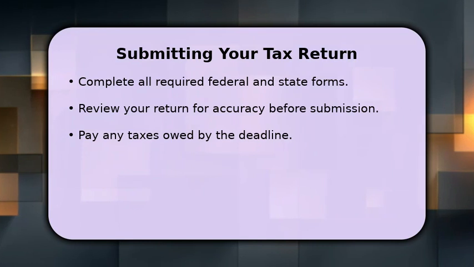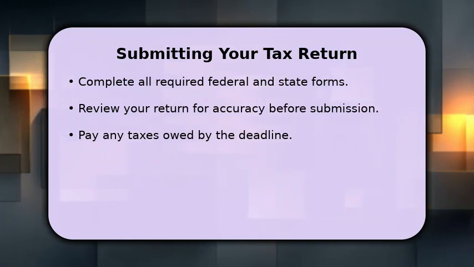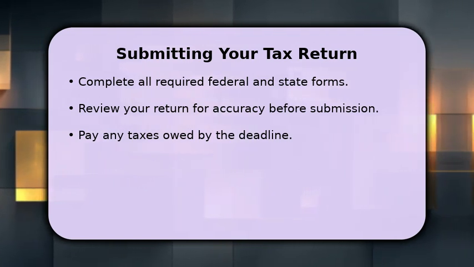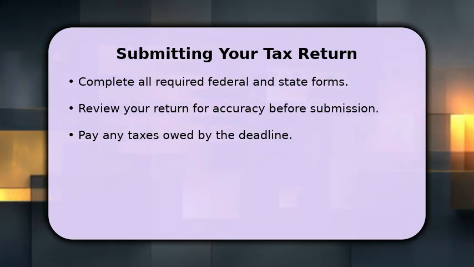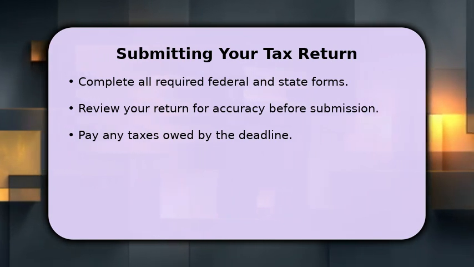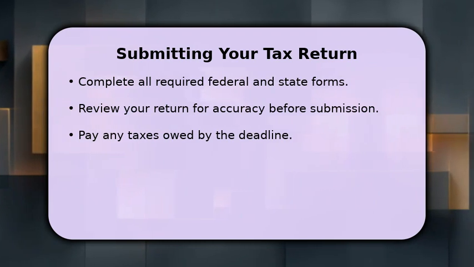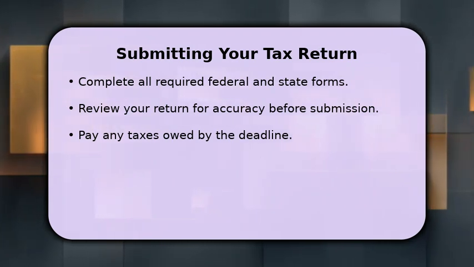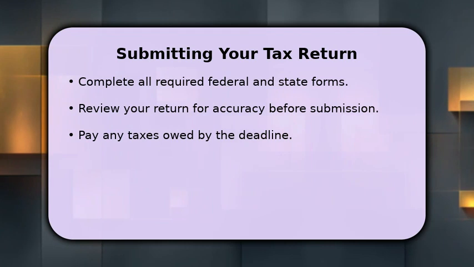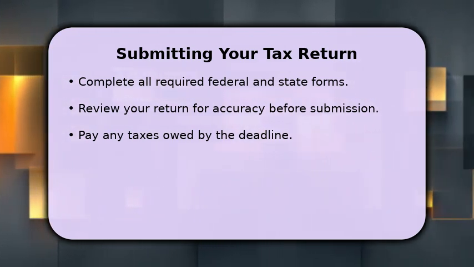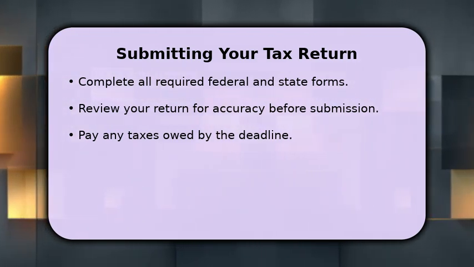With your calculations complete, fill out all federal and any applicable state tax forms. Double-check every entry for accuracy to avoid errors or audits. Once confident, submit your return electronically or by mail. Finally, ensure any taxes owed are paid by the designated deadline to prevent penalties. Congratulations, you filed your business income tax.